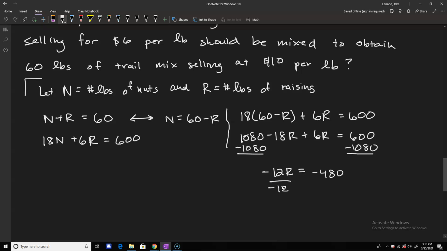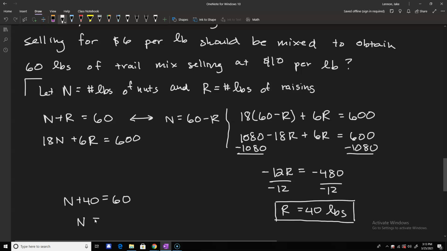So I divide by negative 12, and I get R equals 40. So I've got 40 pounds of raisins, which will leave me with 20 pounds of nuts. So N plus 40 equals 60, so N is equal to 20 pounds. Just plugging back into that original top equation.